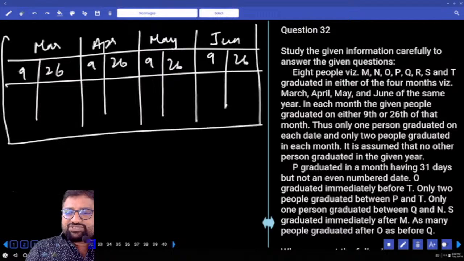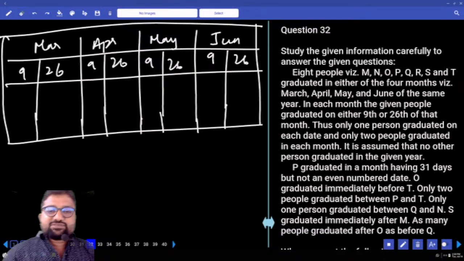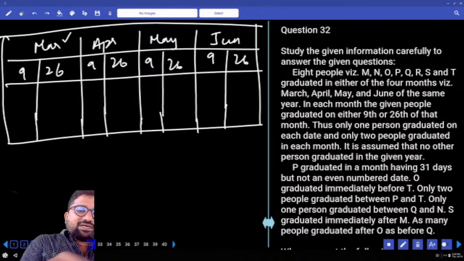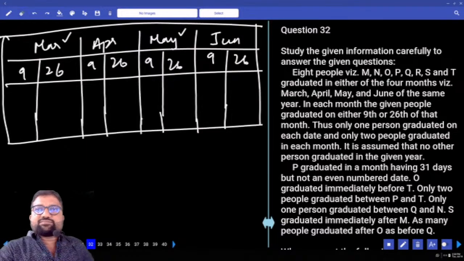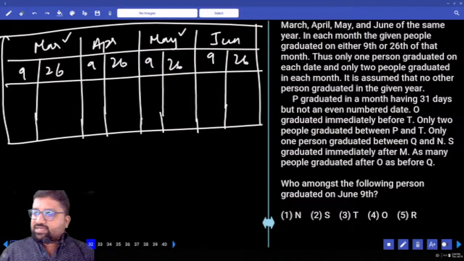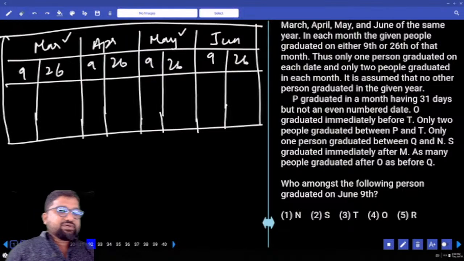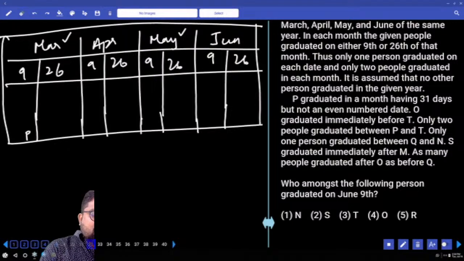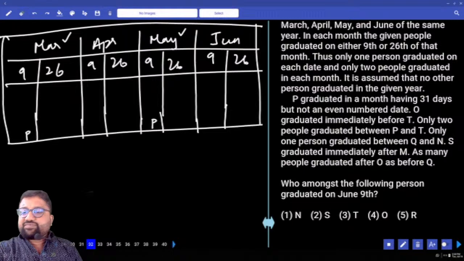ఒక రకంగా ఈజీ క్వశ్చనే, because the number of people here is only 8 and there's no extra parameter that you're supposed to distribute. I am putting a tick mark for March and May. Why did I put a tick mark for March and May? 31 days. The other 2 are 30 days. What's the first point? P graduated in the month having 31 days but not on an even number date. So P graduated either on 9th March or 9th of May.